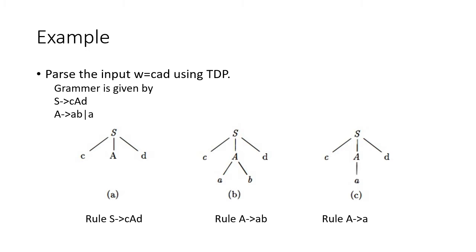Now look at another example. If the input string is CAD and the grammar is given as S derives CAD, A derives AB or A, the same thing applies. S derives CAD, and for A we find that there are two productions, so it will consider AB first. But now we have to match CAD, so CAB is not matching here, and there is no answer for that. Go backtracking to A, and then we find there's another production, A derives A, so we get A, so the final answer is CAD, so we get output as CAD.